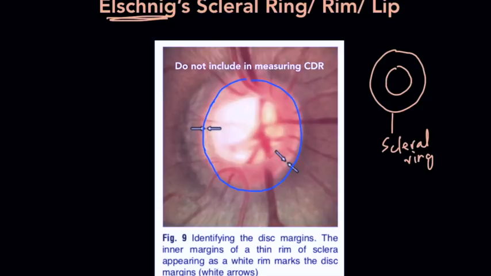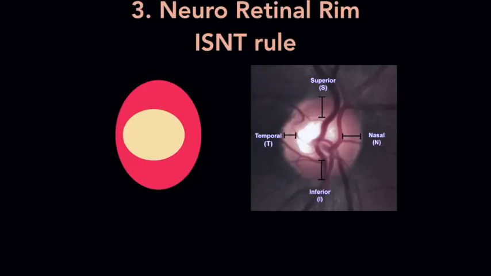Because sometimes we might include this as a part of the measurement of the size of the disc, but it is not. We should not include the scleral ring in the measurement of a cup disc ratio. So it is very important to understand. The inner lip or the inner margin of this rim will mark the extent of the optic disc. So we have discussed the margins as well.